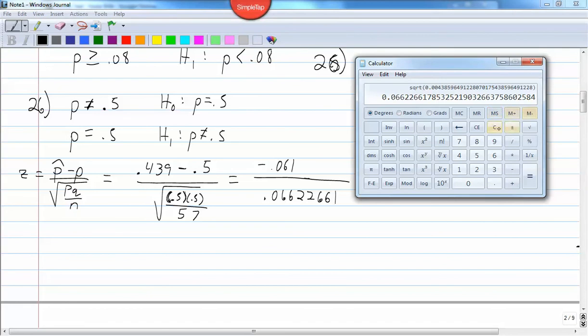All right, so remember that's negative, so I'm typing that in, hit the plus or minus, make it negative, divided by 0.6622661. And I think I pushed the wrong button. Let's see. Divided by 0.066226661. Alright, that looks good.